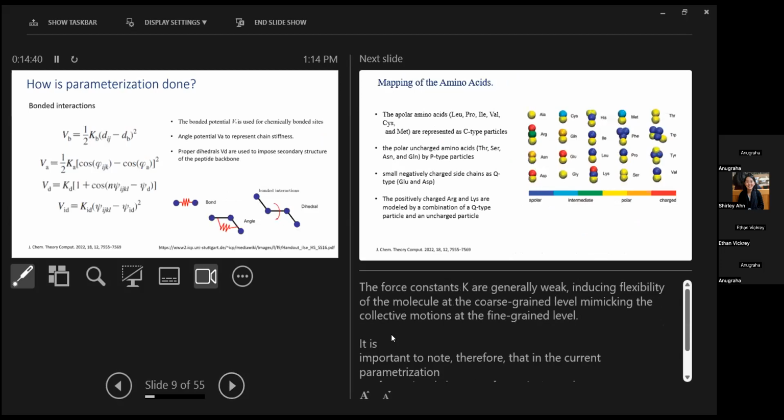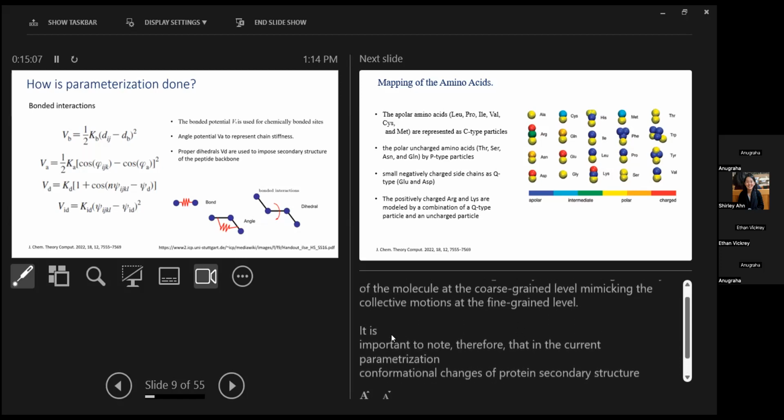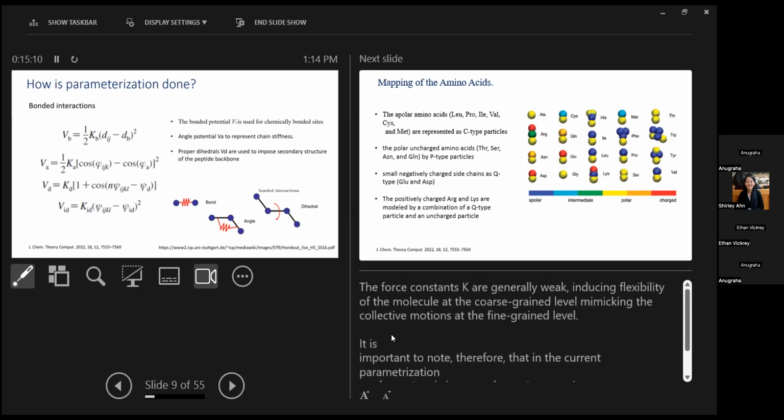So moving on to the bonded interactions, these are the equations that represent the bonded interaction. So VB here is for bonding between two beads, for example, where KB is the equilibrium constant. So the bonded potential and all the bonded interactions are calculated by matching them with PDB distributions. I'll explain how the PDB distribution is calculated in the next slides, I think.